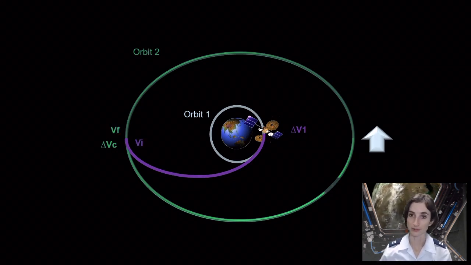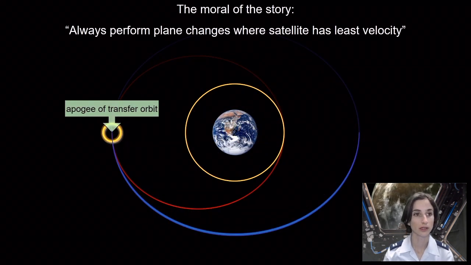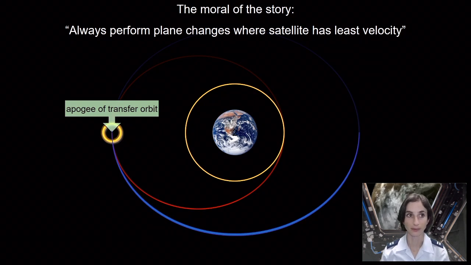The key thing here is that we want to do the combined plane change at apogee of the transfer orbit, because this is the place where the satellite has the least amount of velocity. This will lower the total delta V, or fuel, that our satellite needs to carry in order to get into its final mission orbit. And that is all I have to say about that.